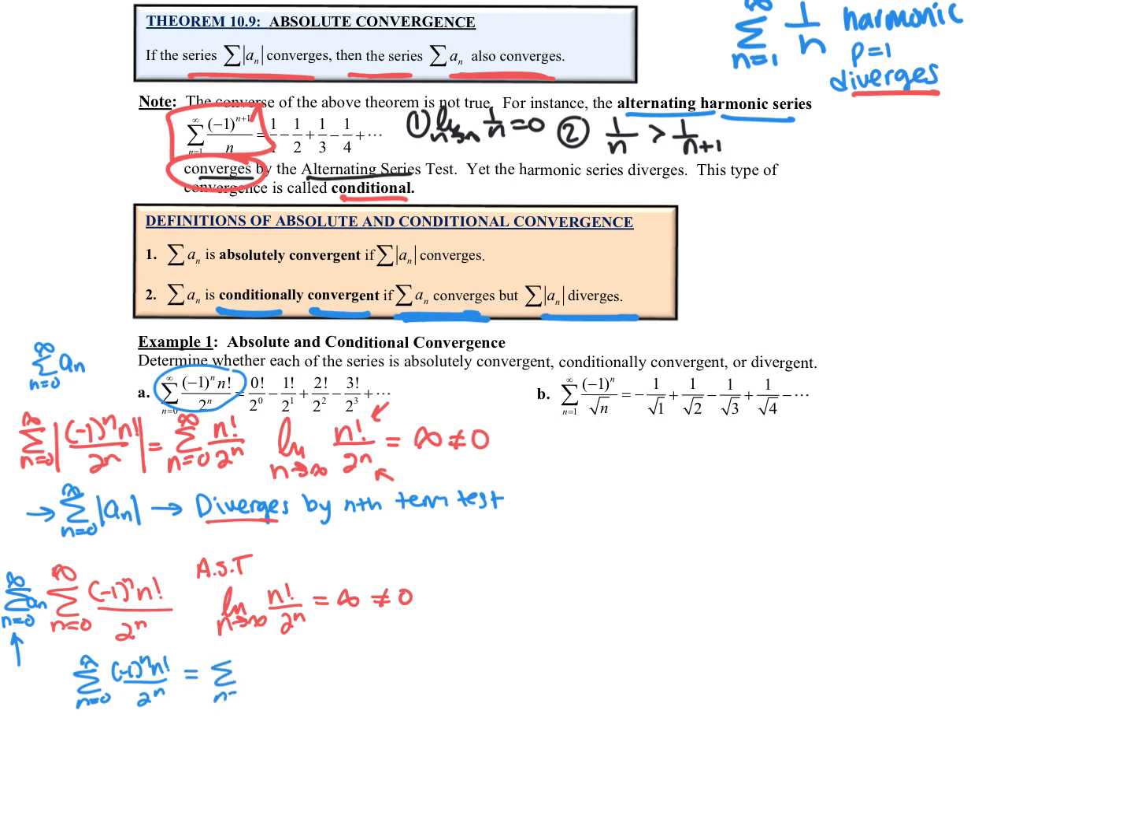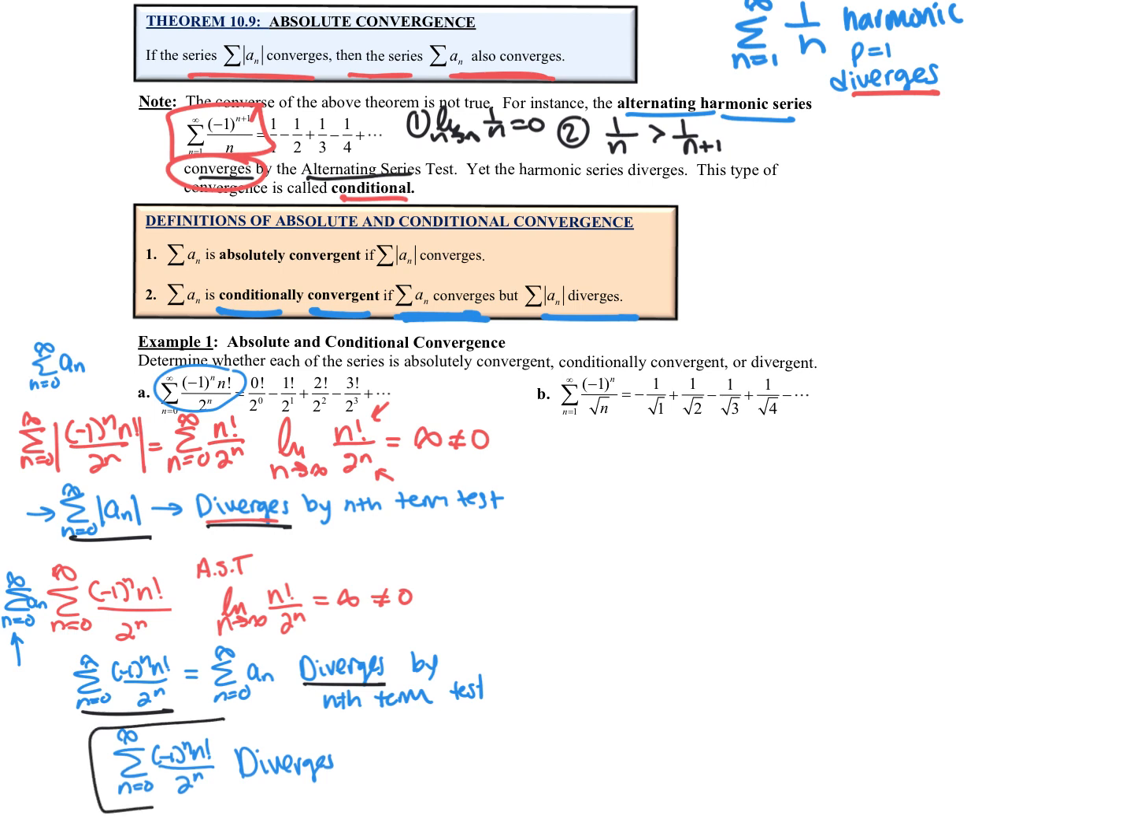Or what we were calling just the original series, a_n, this diverges by the nth term test. So in this case, we would just say that both diverge. So we would just say that the original series diverges, because both the absolute value diverges and the series itself diverges. So this is our conclusion here.